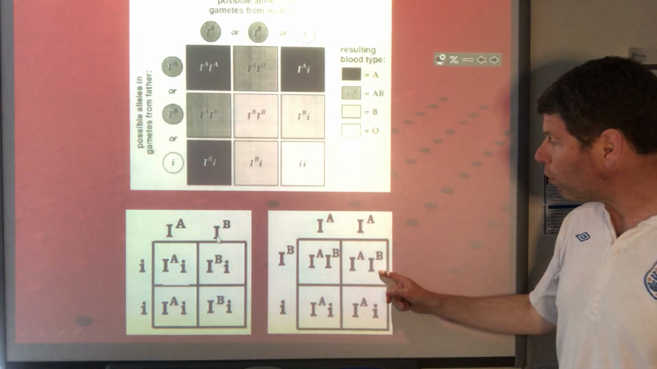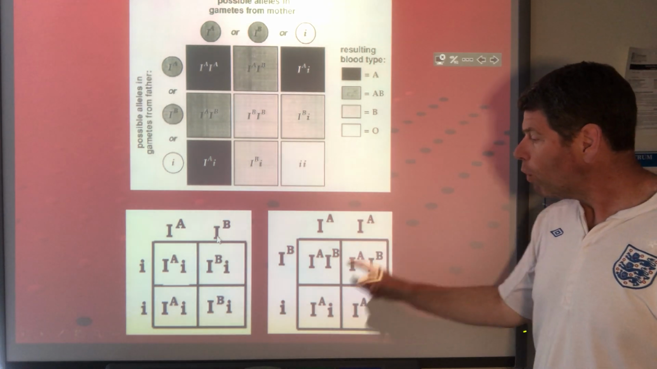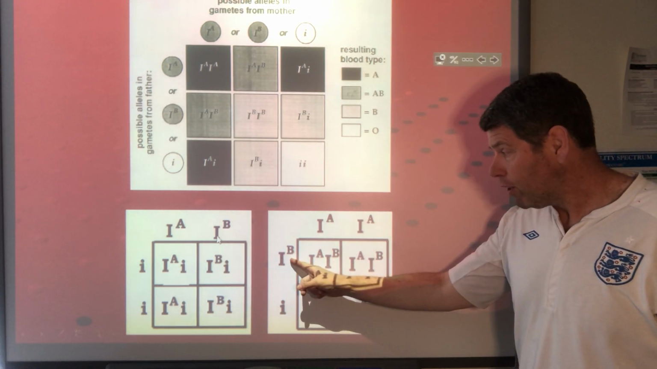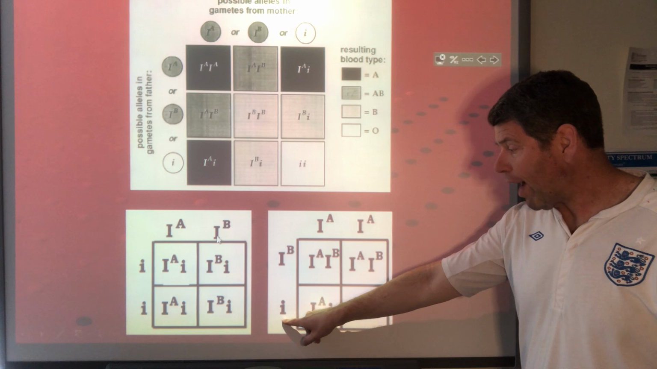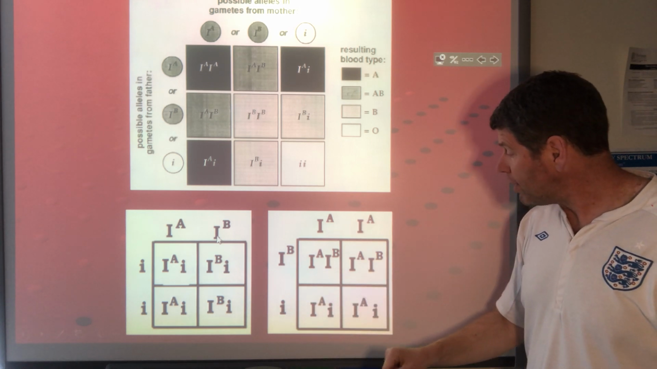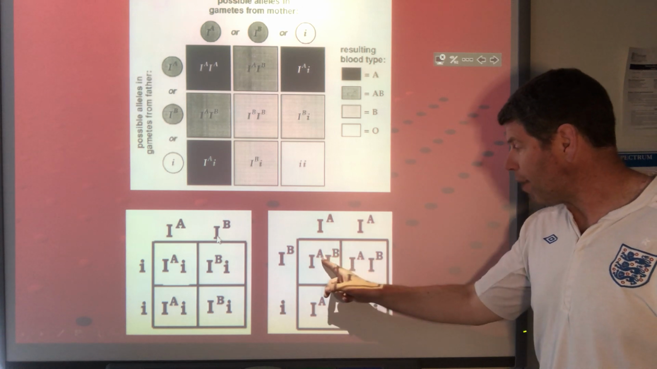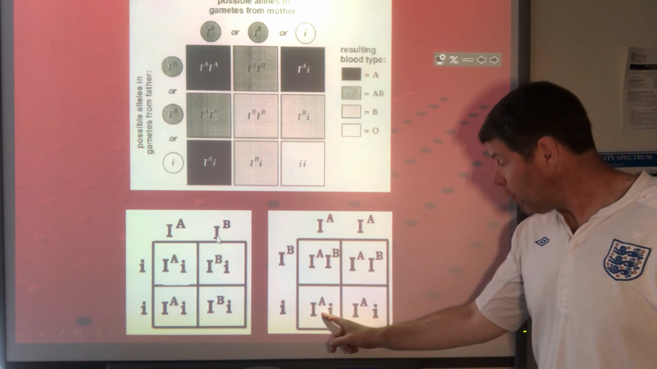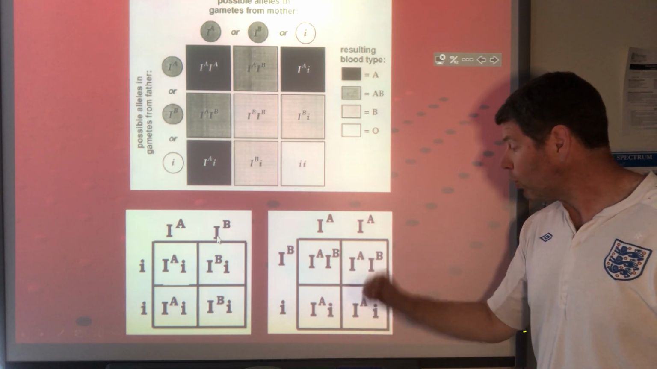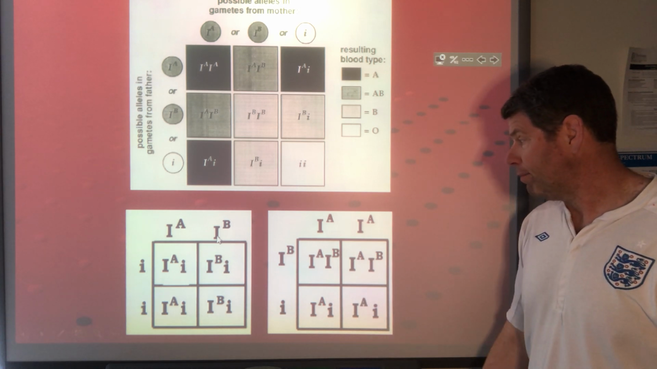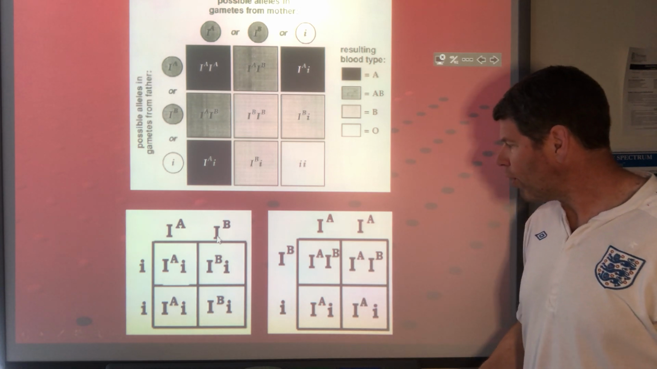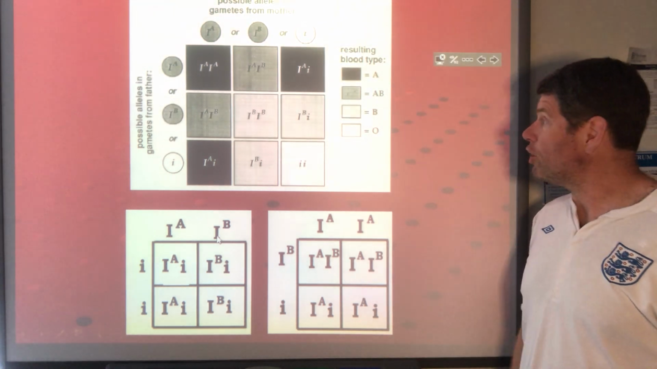Now in this example, we have a type A parent with a type B parent who's a carrier for that recessive allele. Now we see that 50% of the offspring are type AB and 50% of the offspring are going to be type A. Again, no chance for a type O situation there.